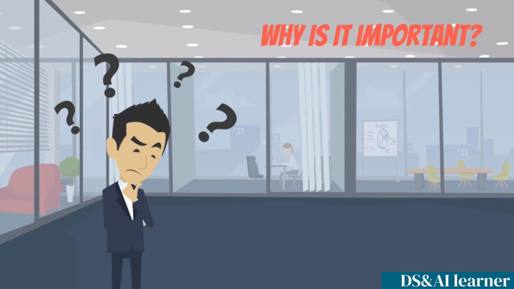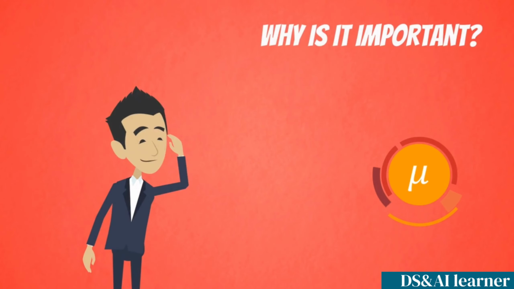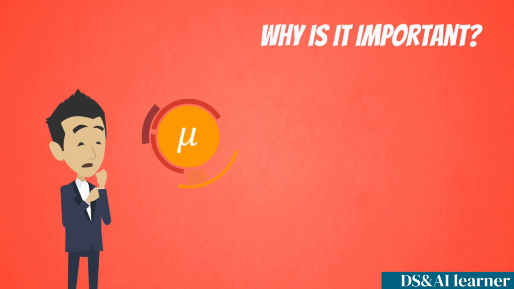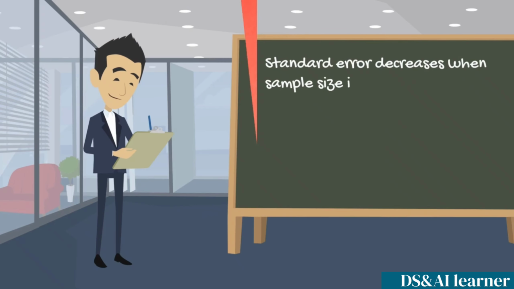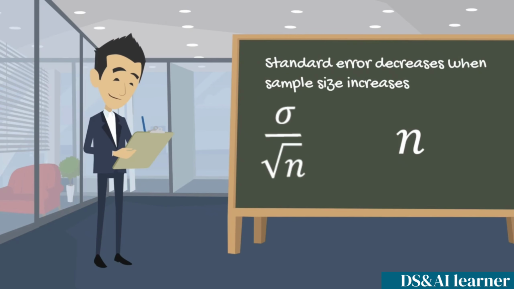Why is it important? Well, it is used for almost all statistical tests because it shows how well you approximated the true mean. More on that in the next lessons. Note that it decreases as the sample size increases. This makes sense, as bigger samples give a better approximation of the population.